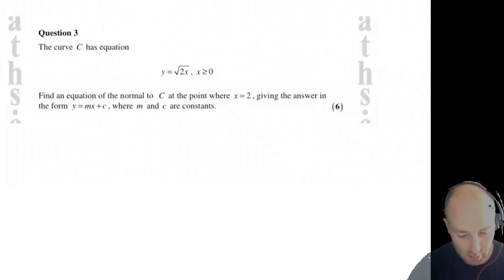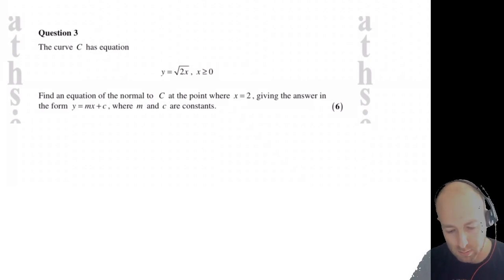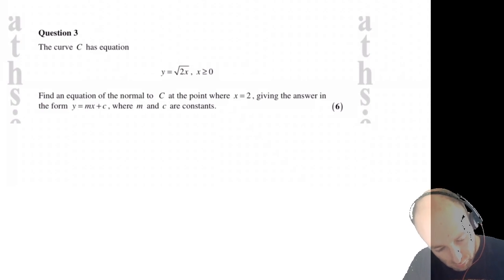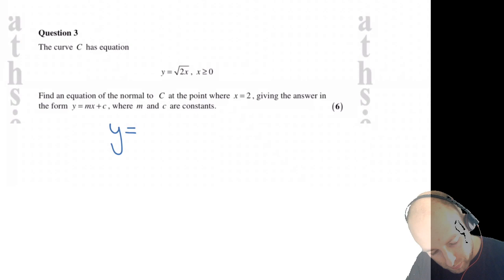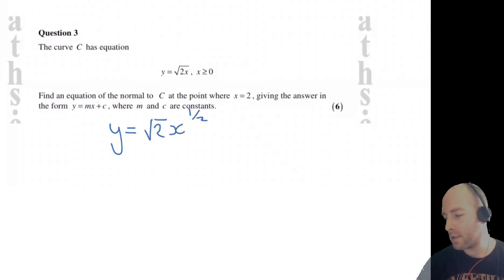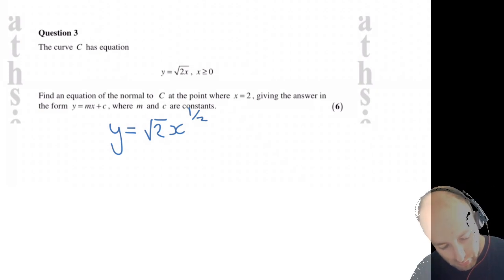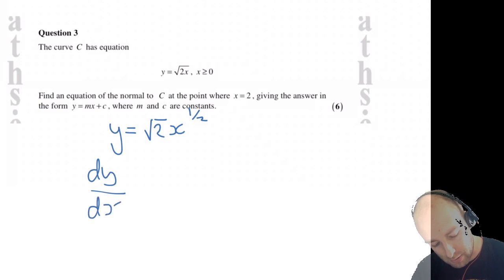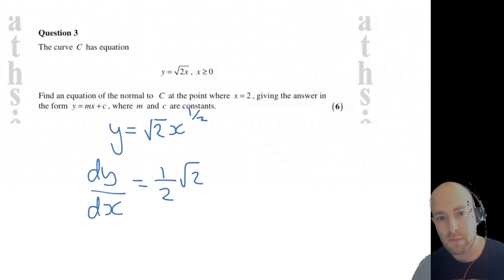So this is the last one for today then. We're told here's y, find the equation for the normal when x equals 2. So we're going to write y as root 2 x to the half, which you've got to be careful with, see that root sign extends over both those things. The gradient dy/dx is going to be half root 2 x to the minus half.